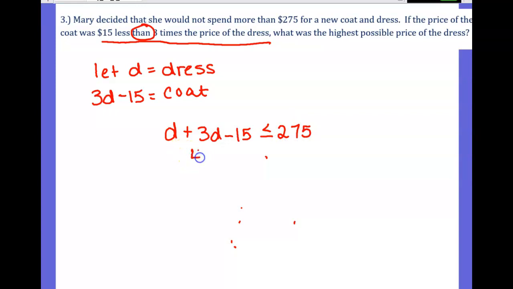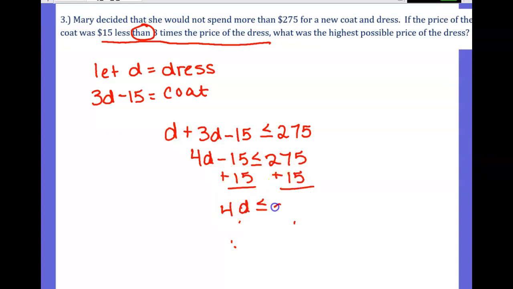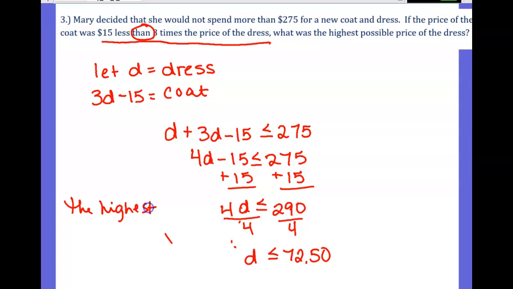We combine our like terms: 4D minus 15 less than or equal to 275. We add the 15 to both sides, and we get 4D is less than or equal to 290. And we divide by 4, and when we do that, our D is going to be less than or equal to $72.50. Okay, so the highest price for the dress is $72.50.